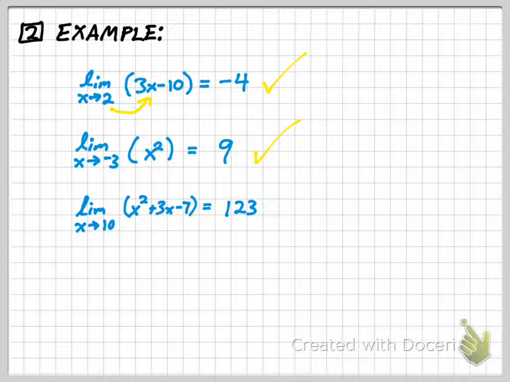All right, last example is x approaches 10 of the following function. I get 123. So it's not when x is 10, but when x is close to 10, you get something that's close to 100, minus something, plus something that's close to 30, minus 7. So when you put all that together, you get 123.